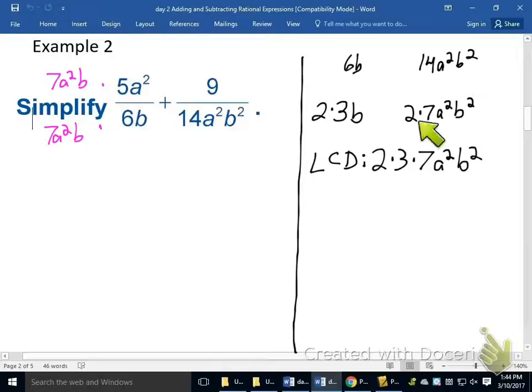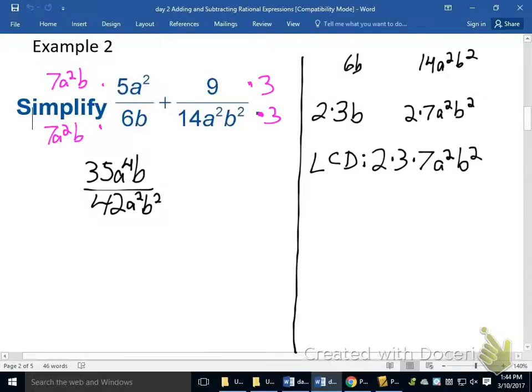The one on the right, all the bases are accounted for except for 3. And so I need to multiply by 3 top and bottom, times by 3 top and bottom. Now the result is 35 a to the 4th b over 42 a squared b squared. Now the 3 that multiplied top and bottom is going to be 27 over 42 a squared b squared.